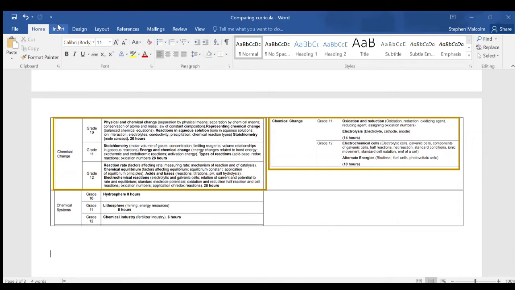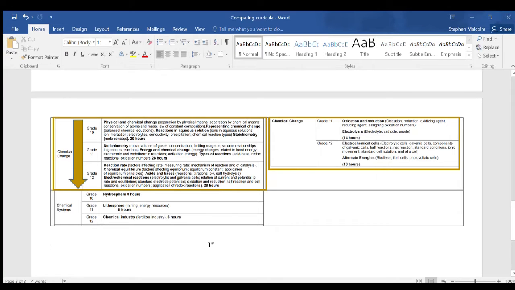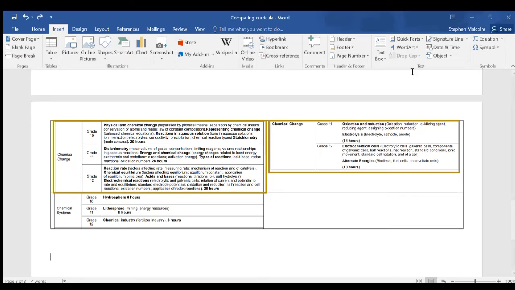So that is a summary then of the chemical change knowledge area in both curricula. As I said, it's covered in 3 years in the physical sciences, but it is only looked at in 2 years, grade 11 and grade 12, in the technical sciences curriculum.